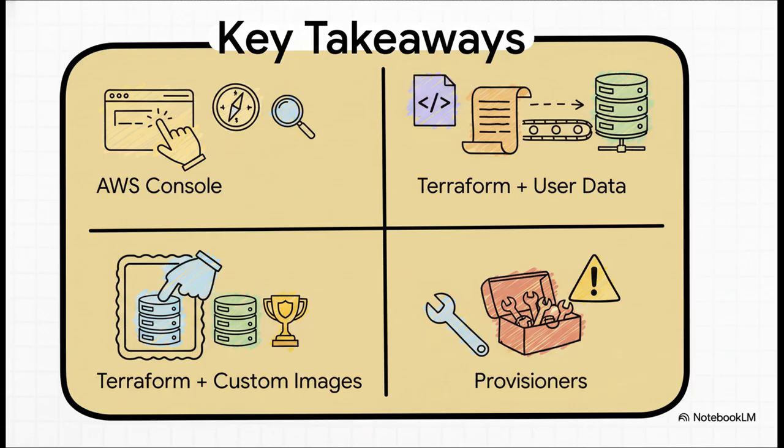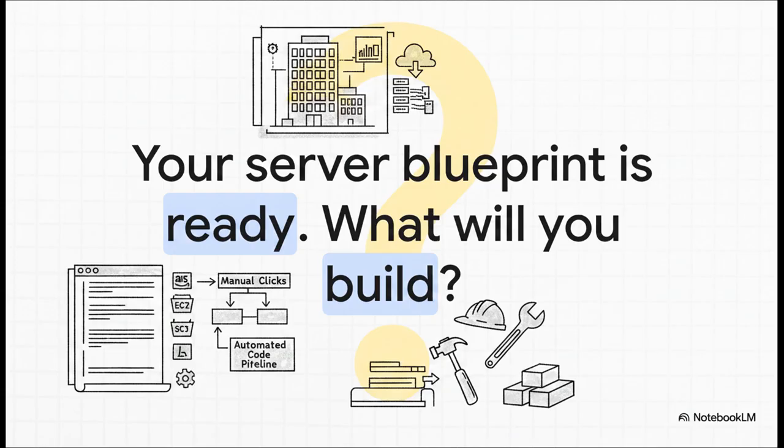It's the sweet spot. When you're dealing with critical production apps, that's when you invest the time in creating custom images. And provisioners? Yeah, keep them in your back pocket, but only for those weird edge cases where you've got no other choice. So there you have it. That's the blueprint. You now know how to go from a beginner clicking around to an automated pro who builds with code. You get the tools, you understand the trade-offs, so the only question left is, what are you going to build?